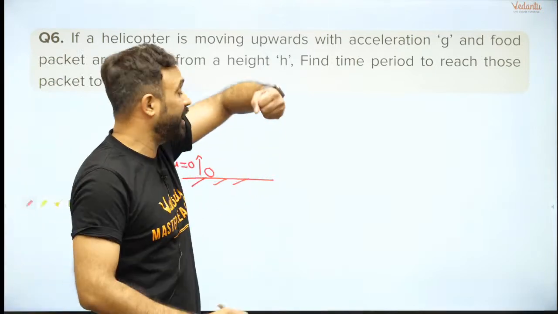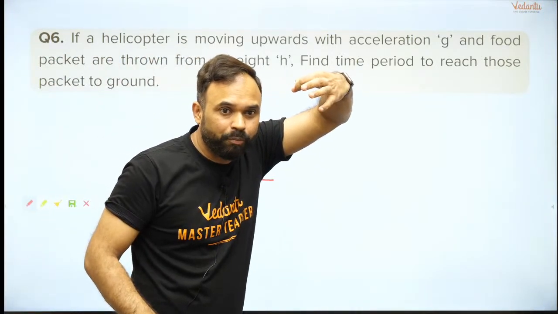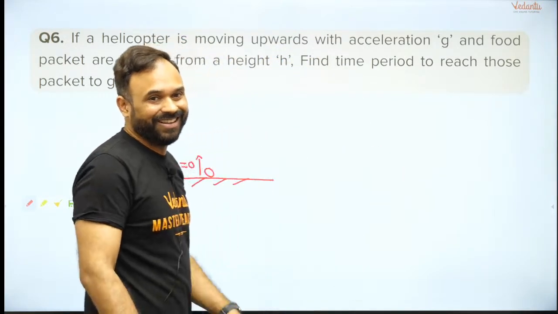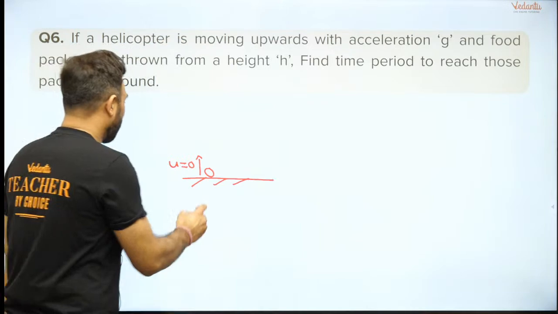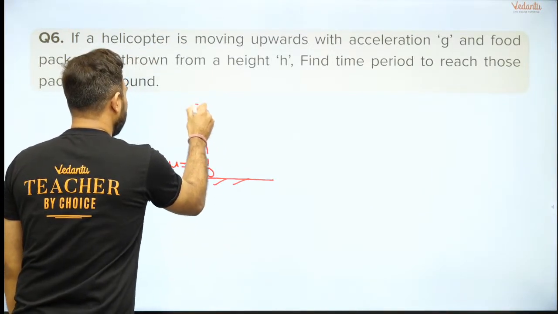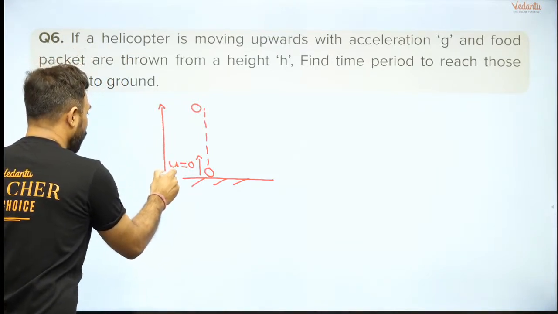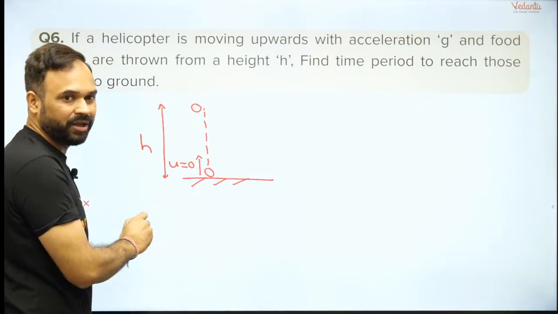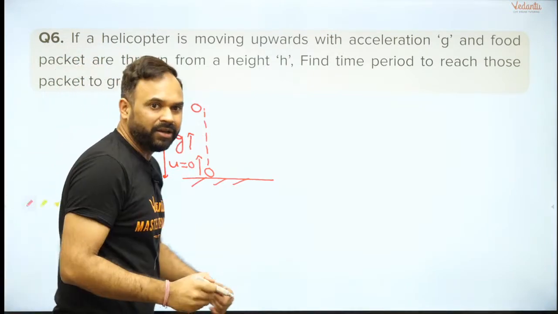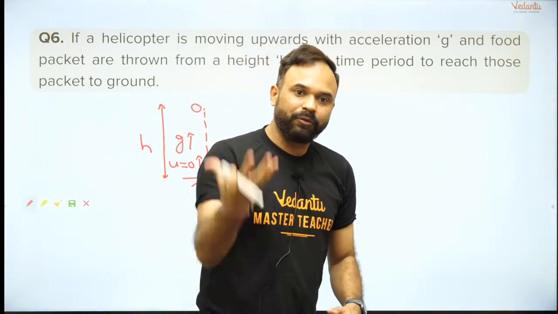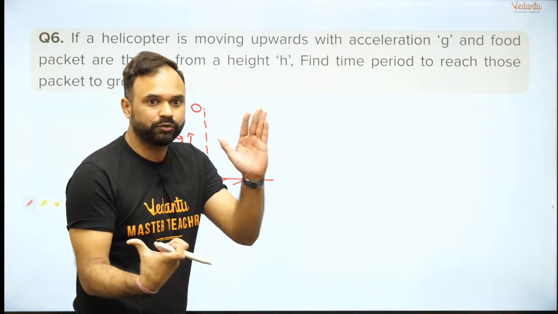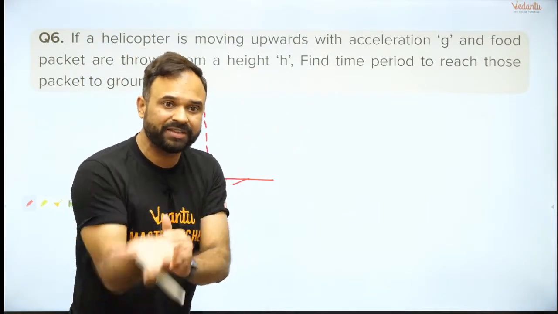So if I assume that the helicopter is on the surface of Earth, let's say this is my helicopter, right? And its initial speed is 0. It started to move up. And when it reached a height of h, it dropped a food packet. How much time will the food packet take to reach the surface of Earth? Very fundamental problem. So first I'll analyze the motion of the helicopter. It started with 0 speed. Now this helicopter reached a height of h from the surface of Earth, and it was accelerating upwards with the acceleration of g, right?